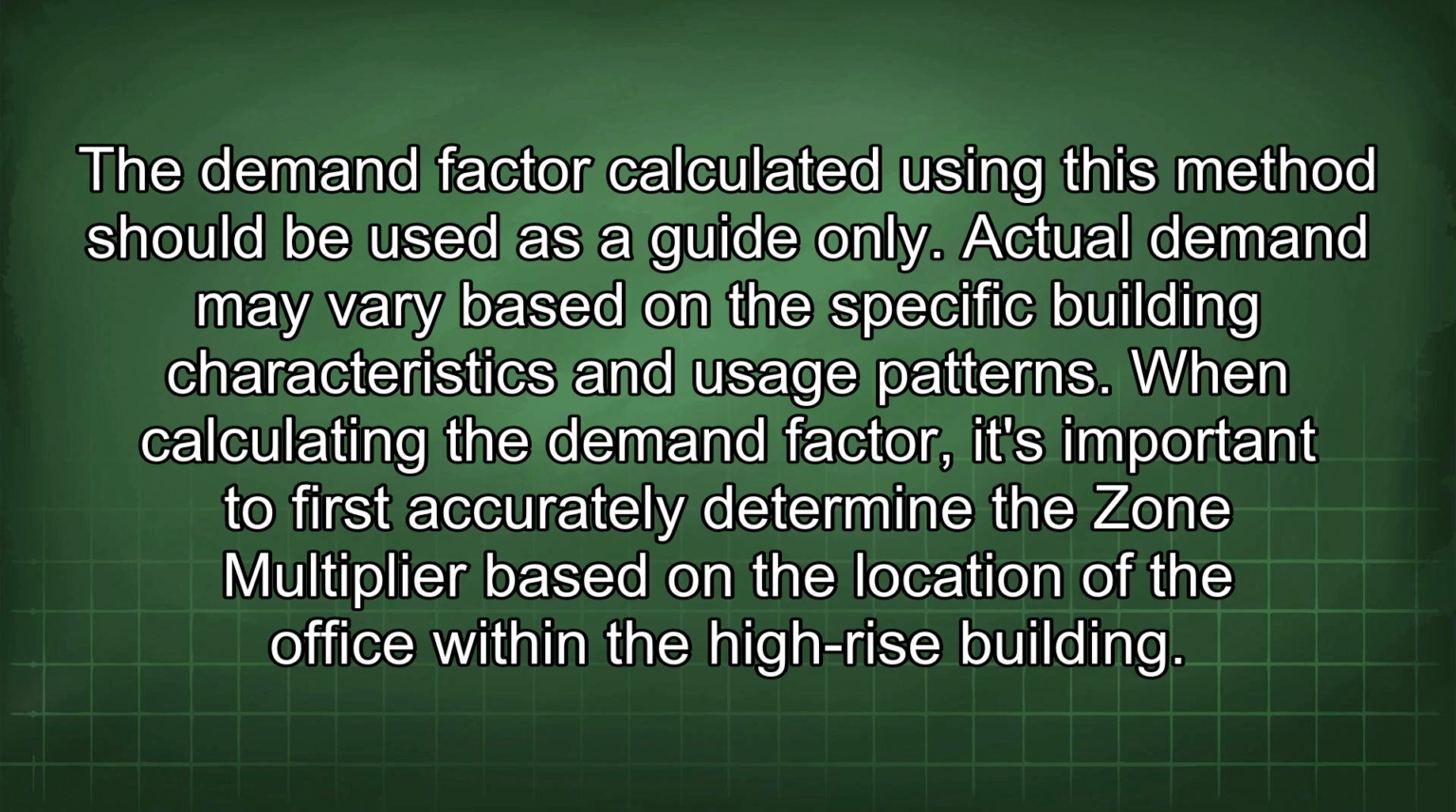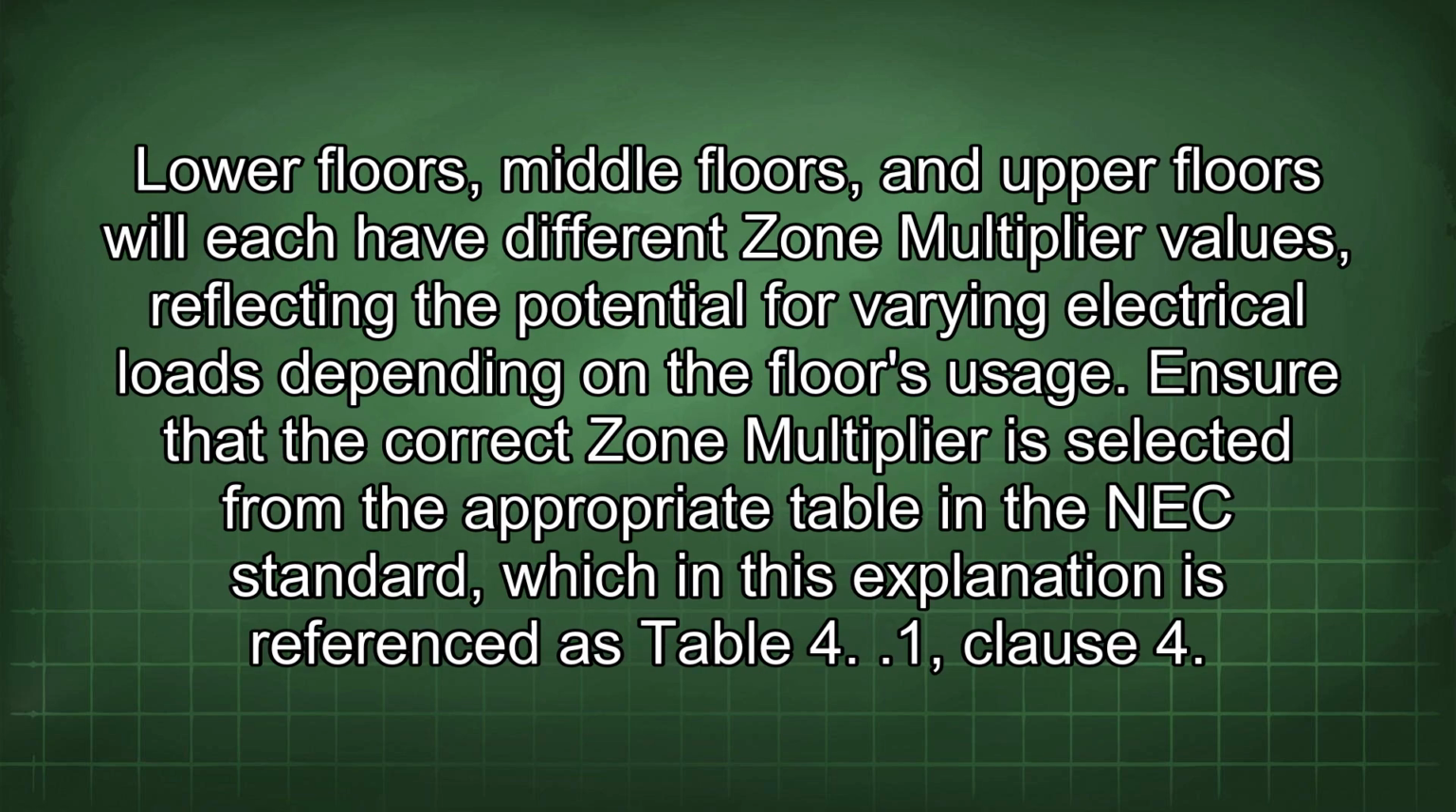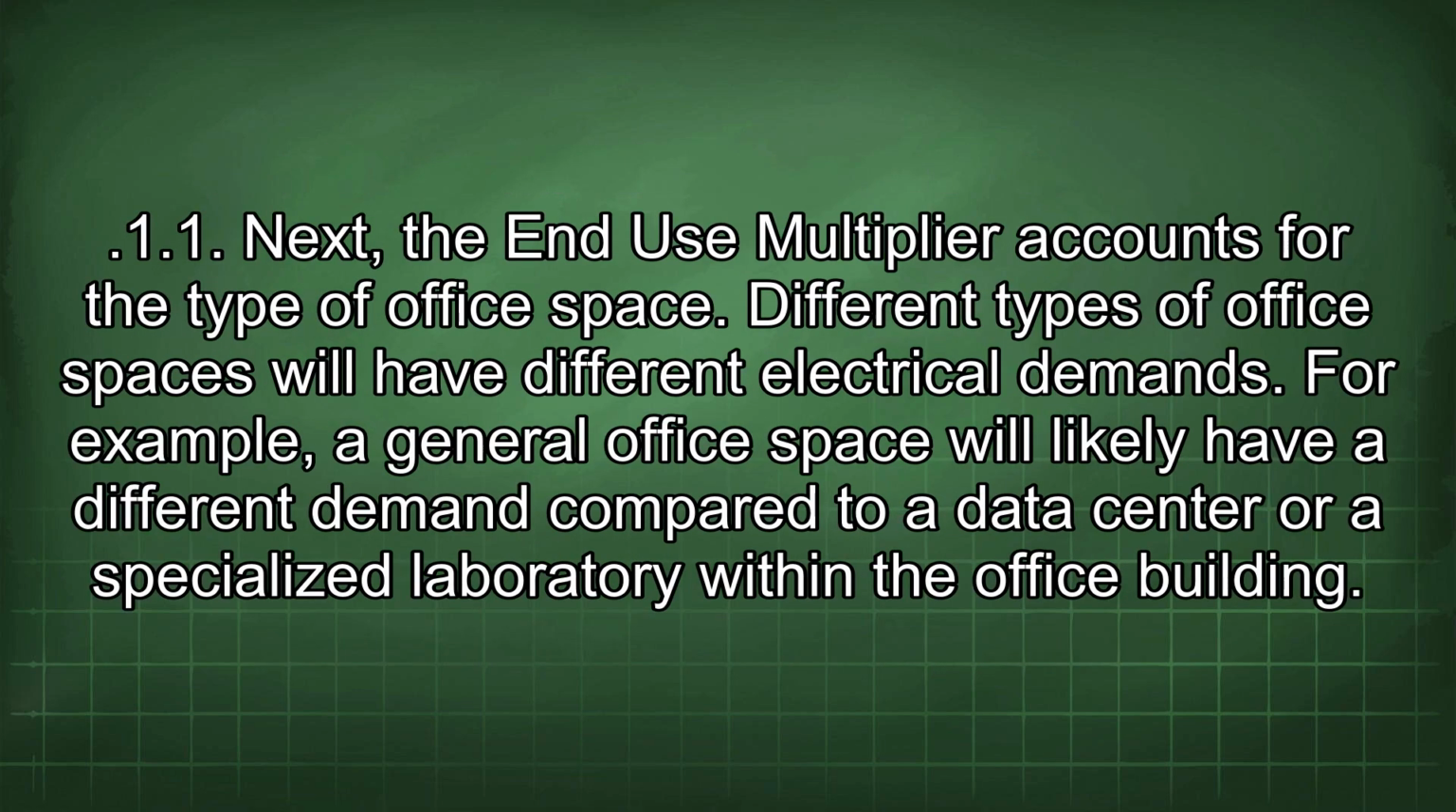When calculating the demand factor, it's important to first accurately determine the zone multiplier based on the location of the office within the high-rise building. Lower floors, middle floors, and upper floors will each have different zone multiplier values, reflecting the potential for varying electrical loads depending on the floor's usage. Ensure that the correct zone multiplier is selected from the appropriate table in the NEC standard, which in this explanation is referenced as Table 4.1, clause 4.1.1.